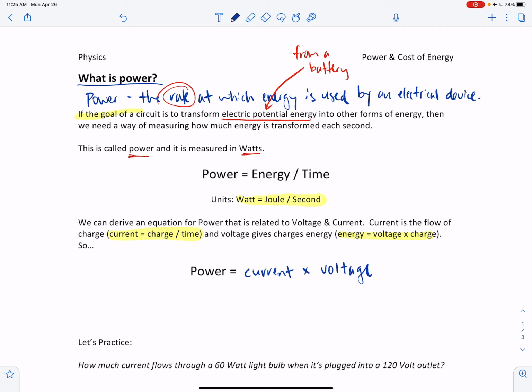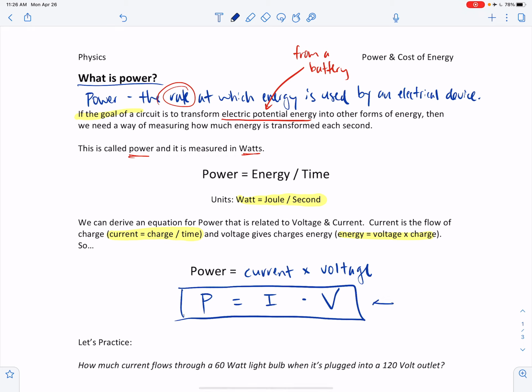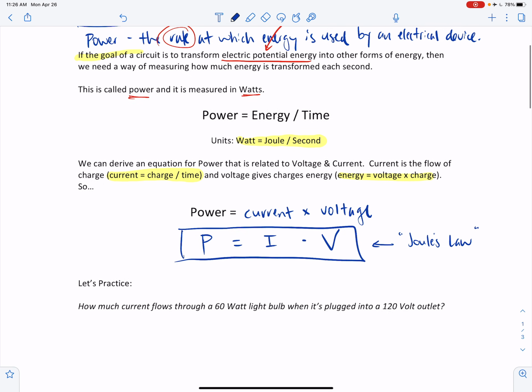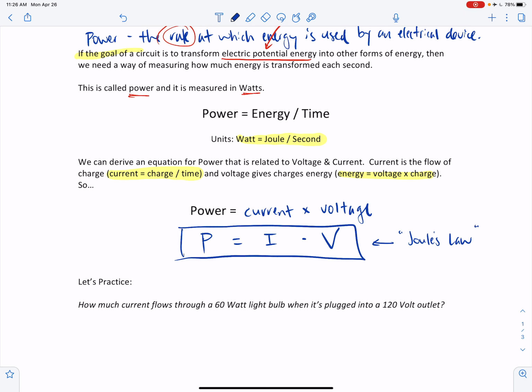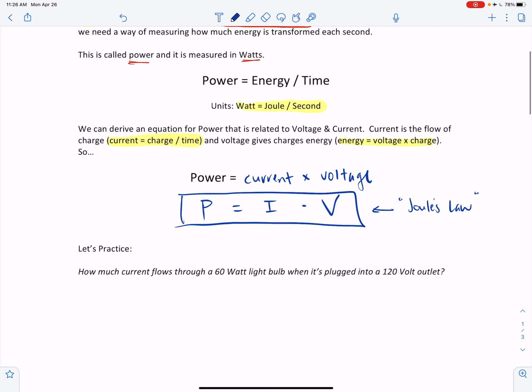Current times voltage. And in equation form, we write it like this: P equals I times V. Power is current times voltage. This, by the way, is called Joule's law, after James Joule. Joule's law, P equals I times V. So this is relating current and voltage to power. So let's try an example of this equation called Joule's law.